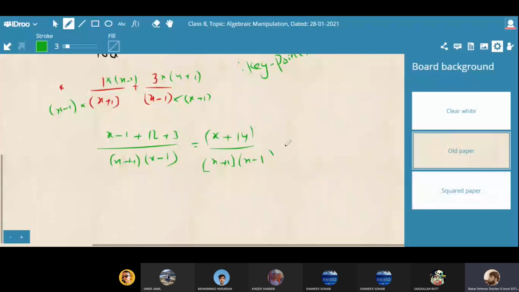Is there any confusion? This was the second part, when two brackets in the denominator are different. So we will make the same denominator, and that same denominator will become our LCM. Yes, Sadullah, I hope you are getting the idea. Any confusion? Yes, sir. Okay.